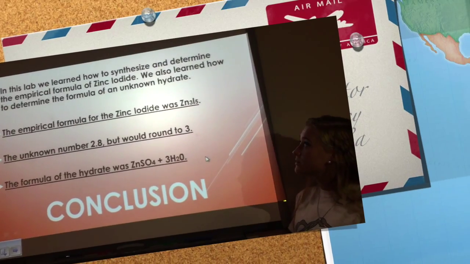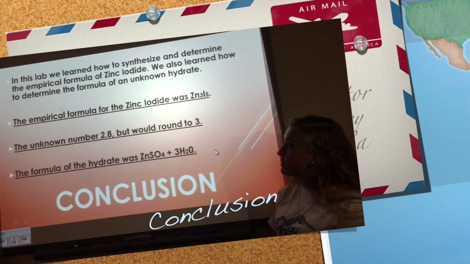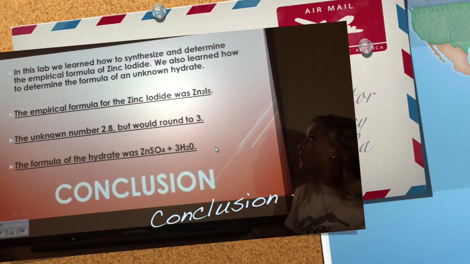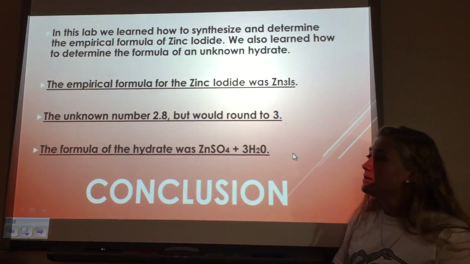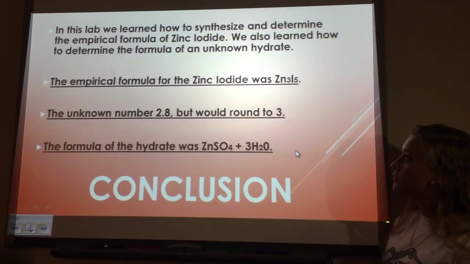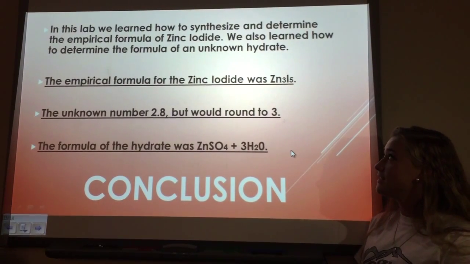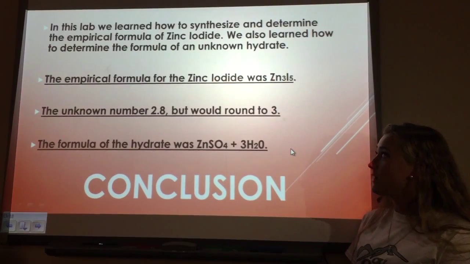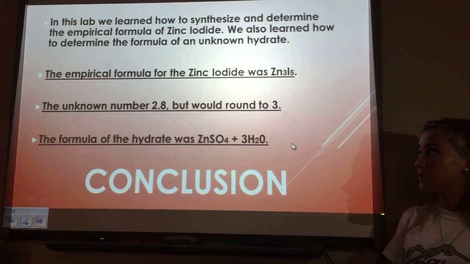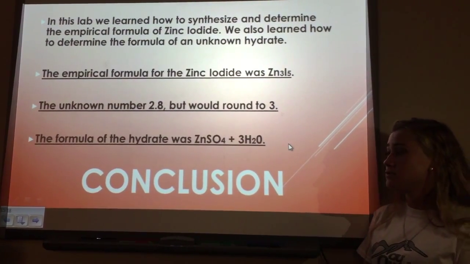In this lab, we learned how to synthesize and determine the empirical formula of zinc iodide. We also learned how to determine the formula of an unknown hydrate. The key parts of this lab was discovering the empirical formula for the zinc iodide was Zn3I5, the unknown number 2.8 but would round to 3, and the formula of the hydrate was ZnSO4 plus 3H2O.